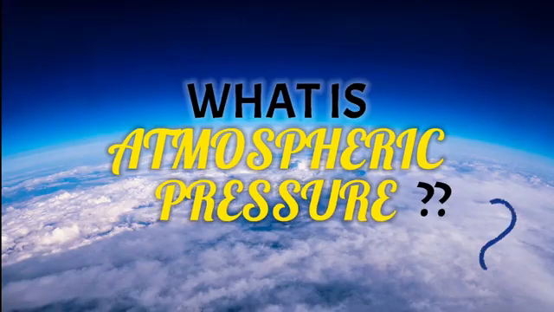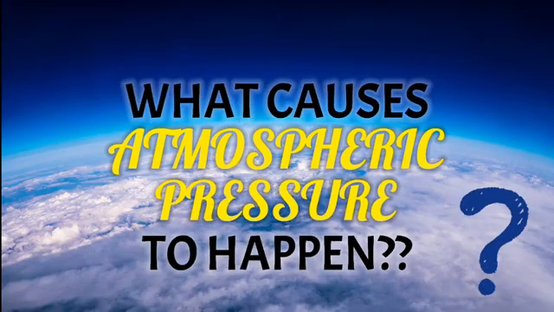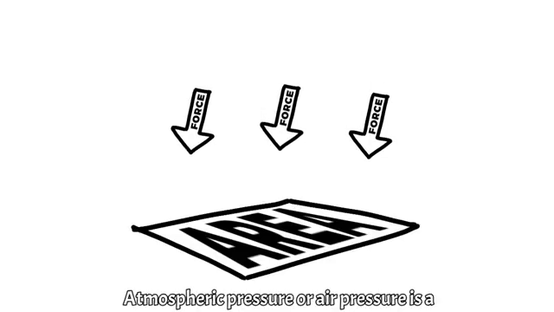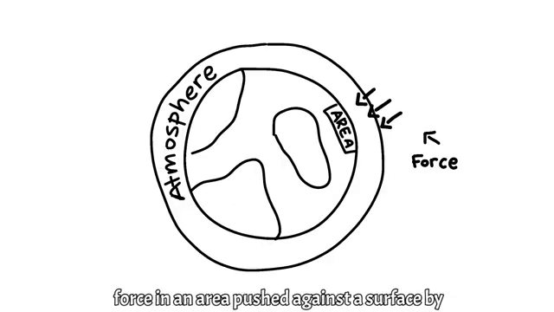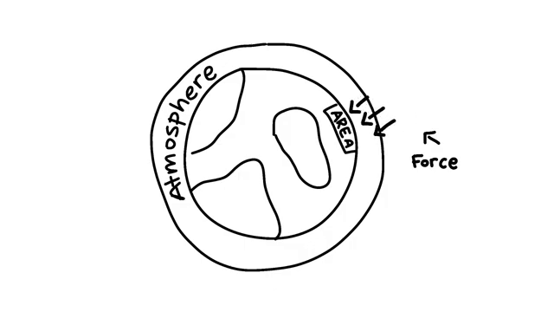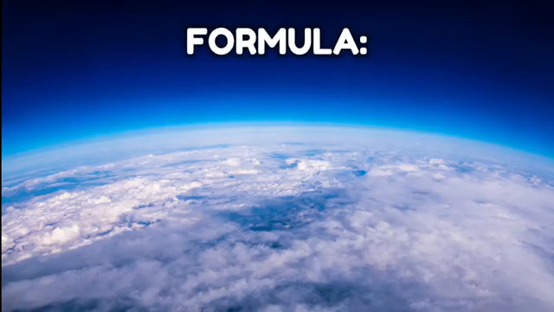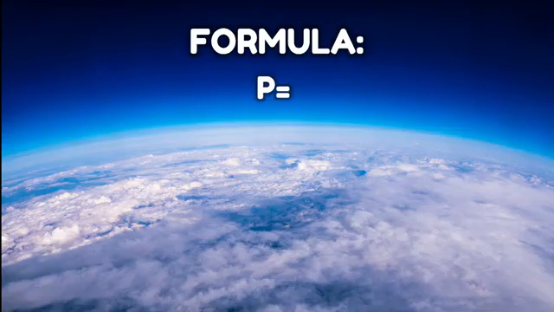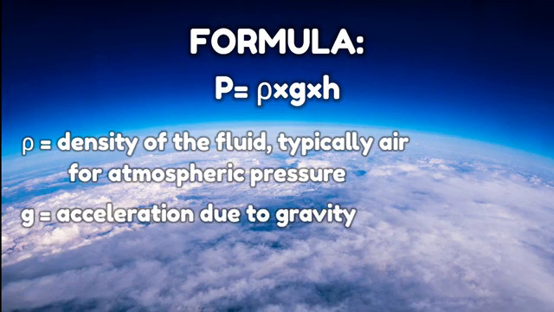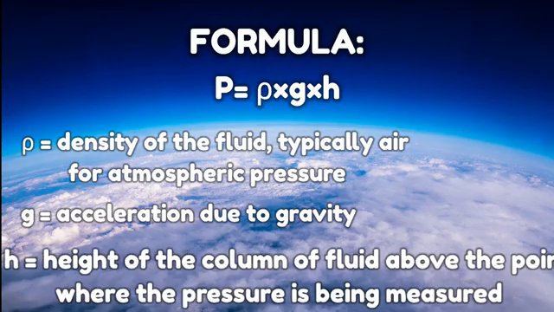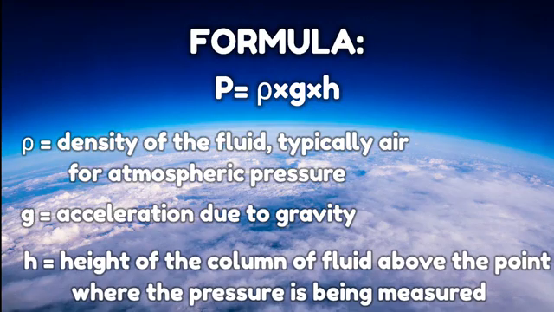What is atmospheric pressure and what causes it to happen? Atmospheric pressure, or air pressure, is a force in an area pushed against a surface by the weight of the atmosphere of Earth. The formula to count atmospheric pressure is P equals rho times g times h, where rho is the density of the fluid, typically air for atmospheric pressure. Meanwhile, g is the acceleration due to gravity, and h is the height of the column of fluid above the point where the pressure is being measured.